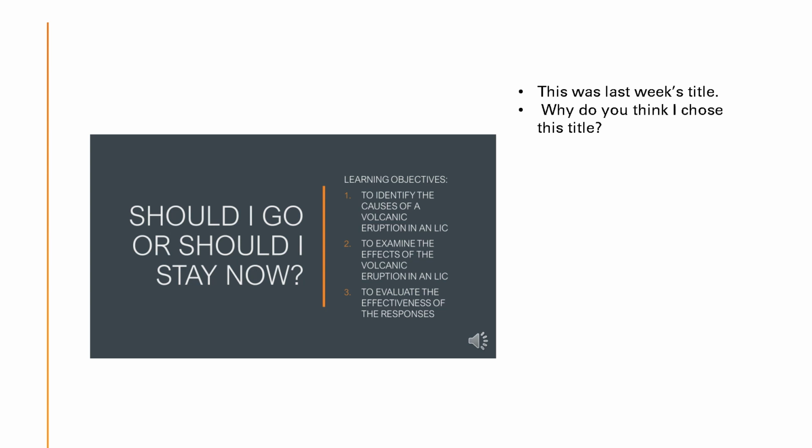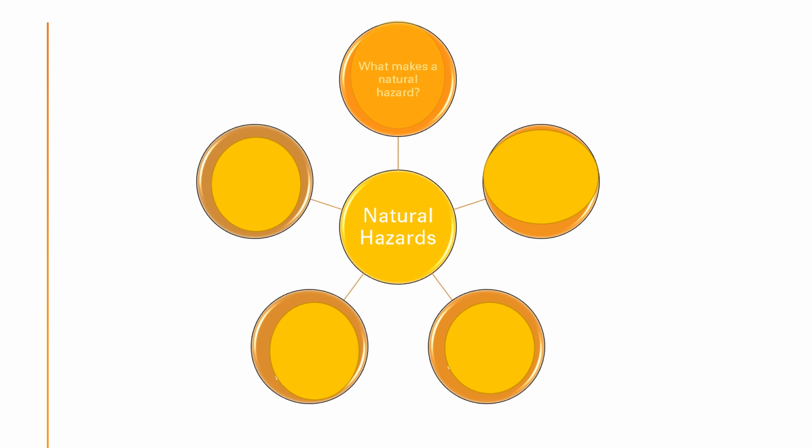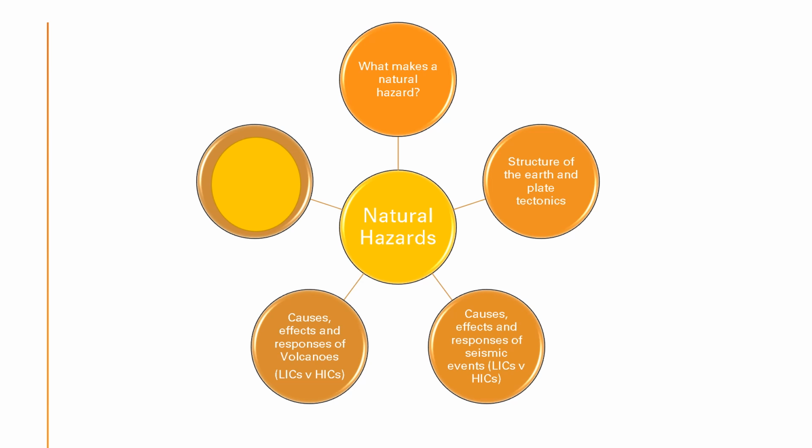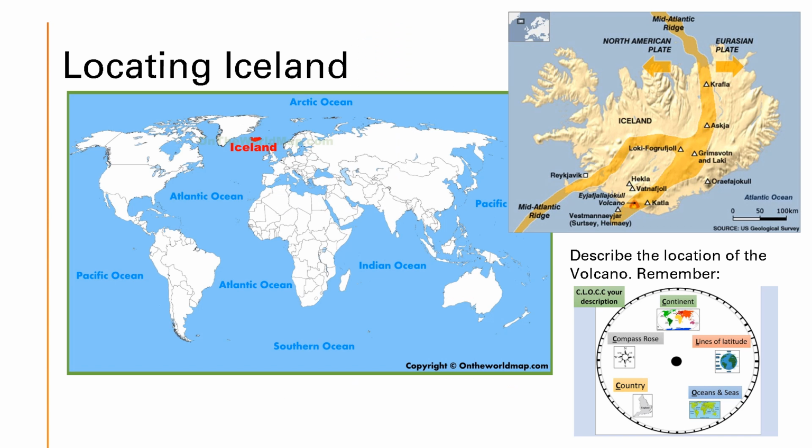So just as a reminder of where this all fits in, we've covered those first three. We're just now looking at high income countries and volcanoes, and we have one more lesson next week on volcanoes. Then we're going to start thinking about earthquakes and volcanoes, about living in hazardous areas and what people can do about it.